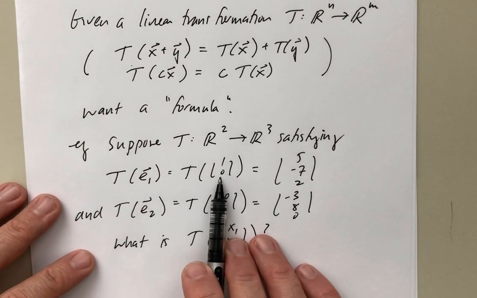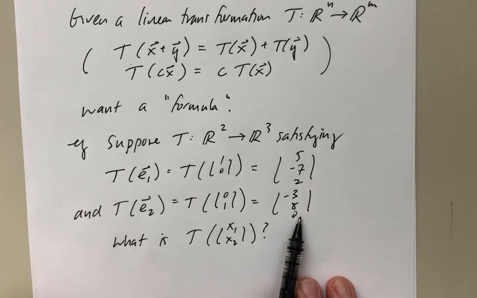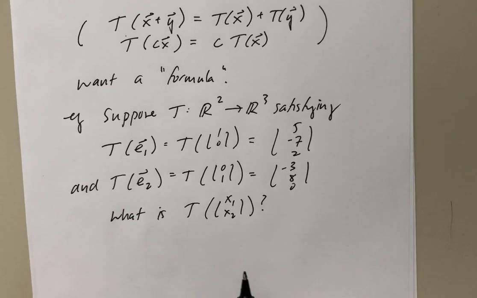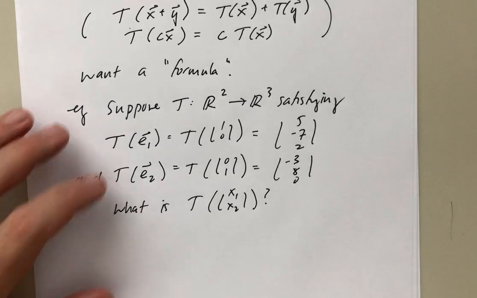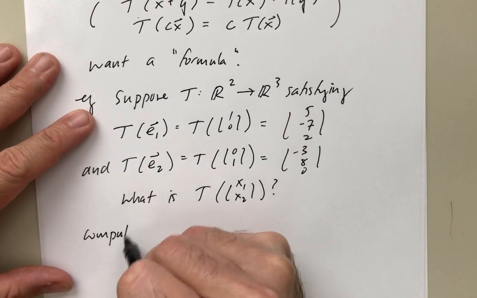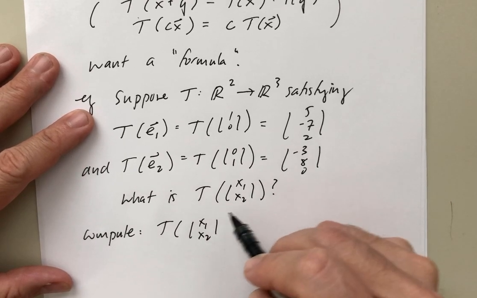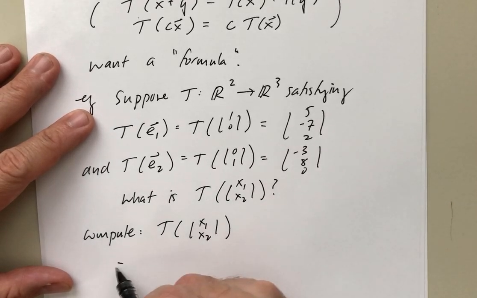again, all I know is that it sends this vector (1, 0) to this vector in R3. It sends (0, 1) to this vector in R3. Okay, just with those two pieces of information, notice what happens. Let's just compute this and use linearity. So we know that T of (x1, x2), right, how can I write this?